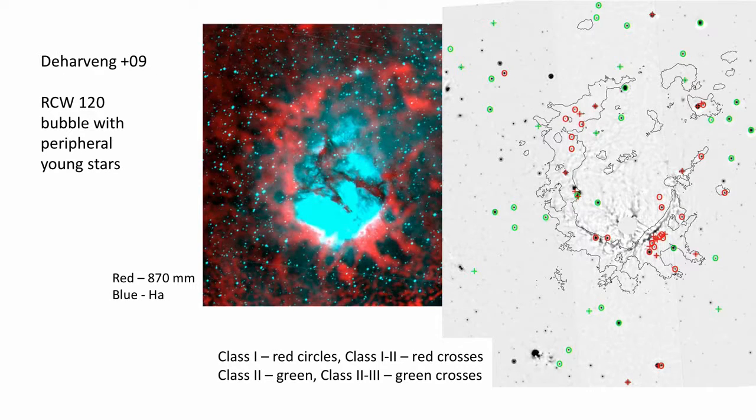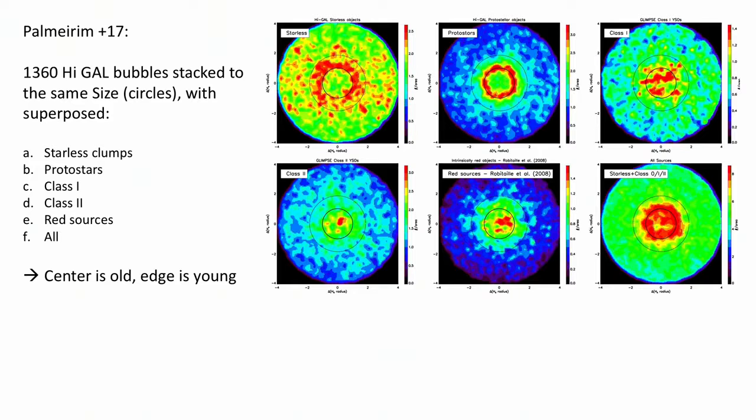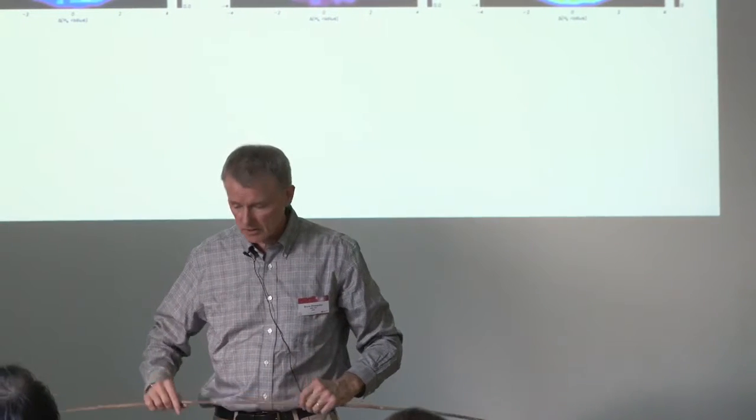This is a compilation of 1,300 Herschel images of the galaxy, Milky Way galaxy bubbles, all stacked and with a normalization to the same size. And if we look at the transition from the youngest to the oldest, starless cores, these are protostars. They're all around the edge. But as we go to class 1 and eventually class 2 older, in red sources, they're in the center. So systematically, every single bubble that they found in Herschel, that's 1,300 stacked, shows this tendency for older things in the center and younger things along the edge. All triggered.